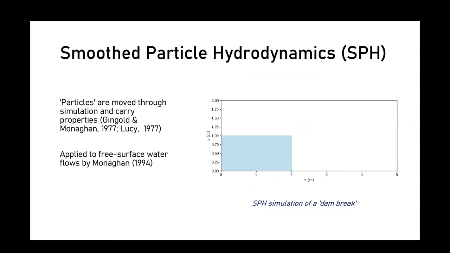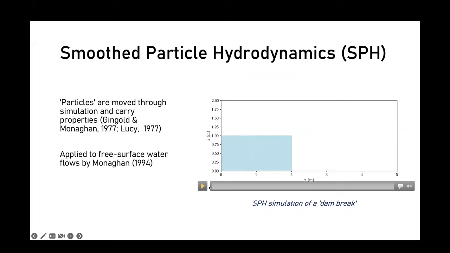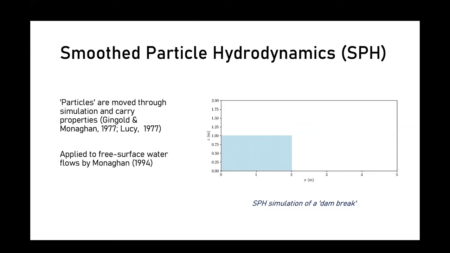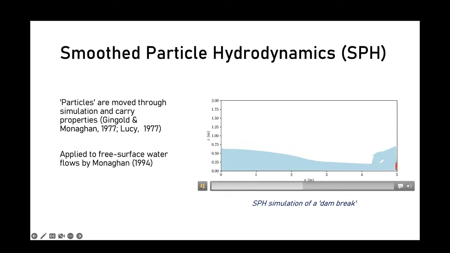The particular fluid model that we are using at present is called smooth particle hydrodynamics, or SPH. And rather than being a grid-based fluid dynamics model, it instead has particles which move through the simulation and carry fluid properties with them. I've got a little example video here of just a simple dam break with SPH simulation. We can see we start with fluid on the left-hand side, and then we run that through and we get these quite realistic splashing and sloshing effects.